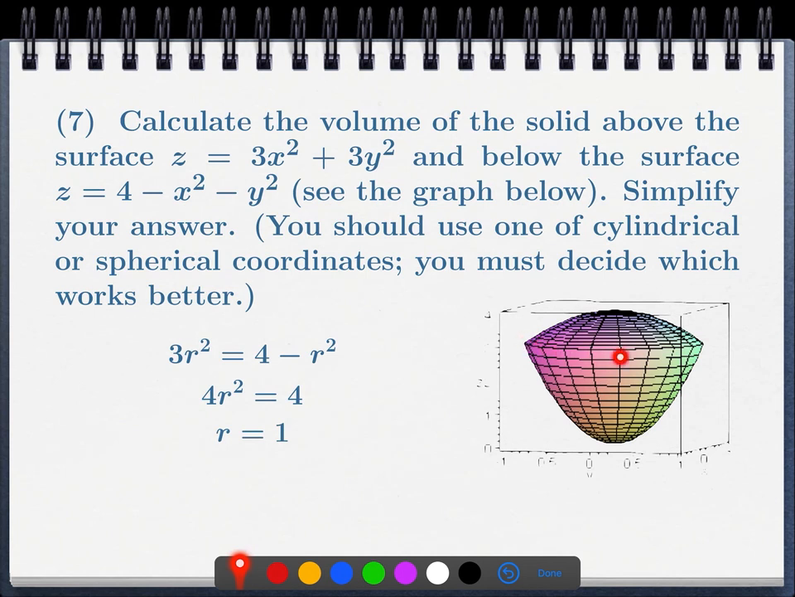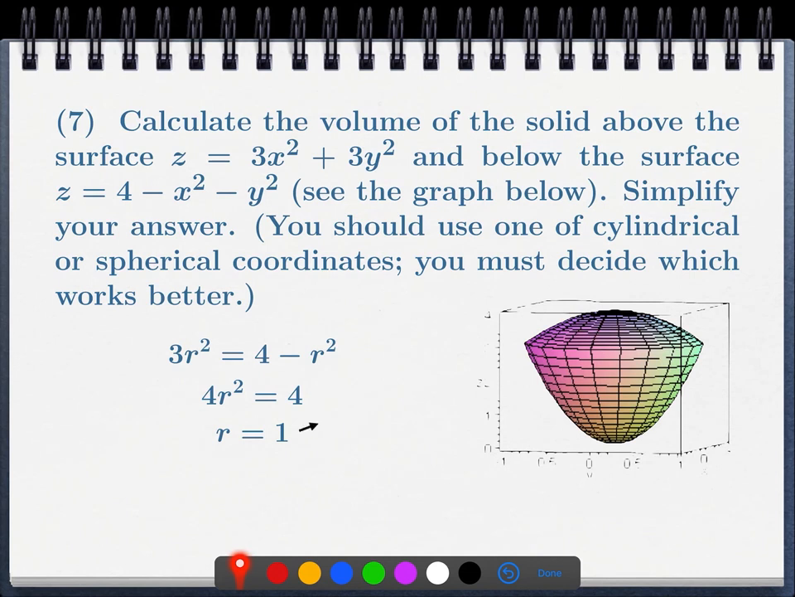And that tells us that this is just the same as r equals 1, or if you want, x squared plus y squared equals 1. It's a circle of radius 1 centered at the origin in the xy plane. So if you imagine the shadow of this solid, it's going to be a circle of radius 1 centered at the origin in the xy plane.